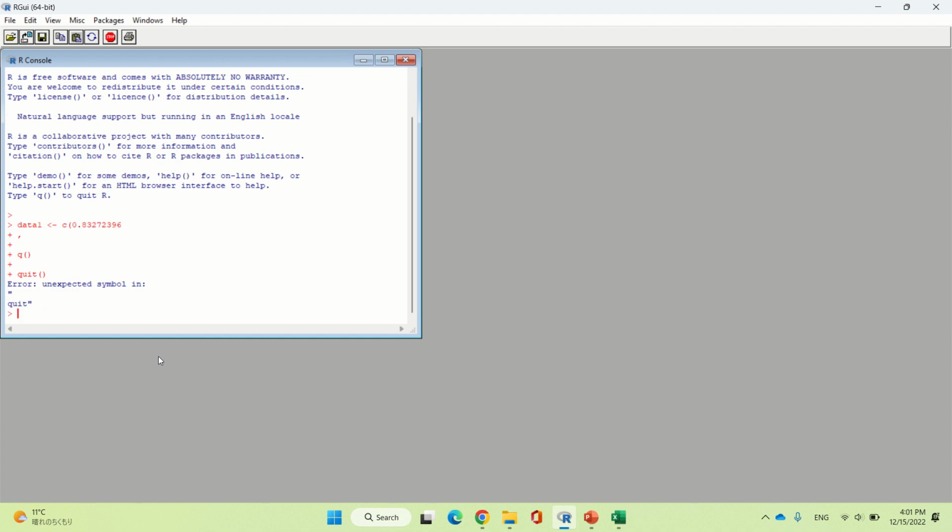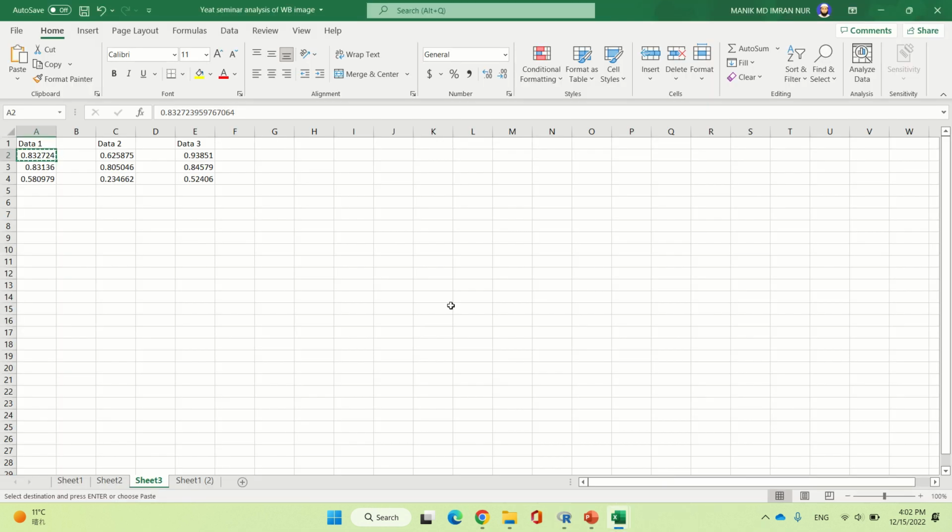Now running. Data space, this one, space C, first bracket. Write down the data, 0.83. A number followed by a dot is okay.